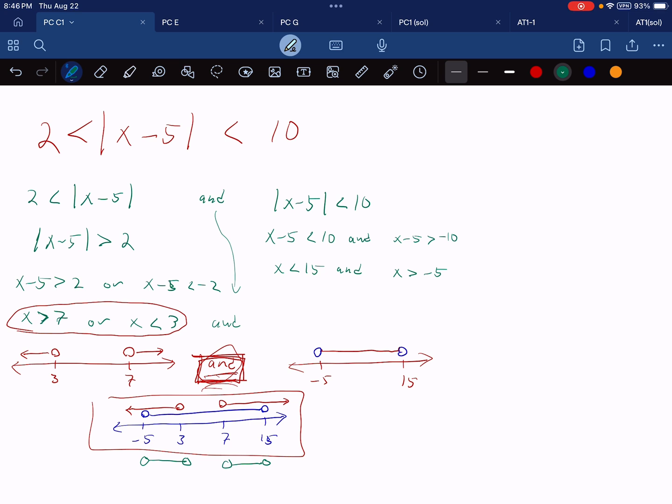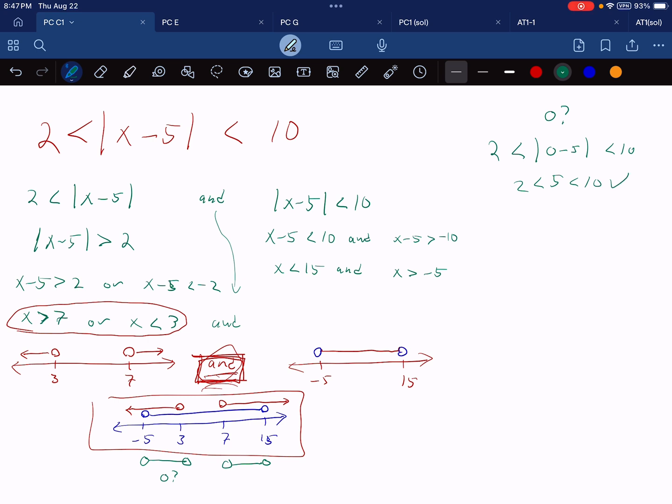So for example, I might want to just plug in 0. Does 0 work? Let's plug it into the original. So does 0 work? 2 is less than the absolute value of 0 minus 5, close absolute value, less than 10. This is -5, but absolute value means it's 5. Is 5 greater than 2, but less than 10? Yes, it works. This is, in fact, part of my solution.